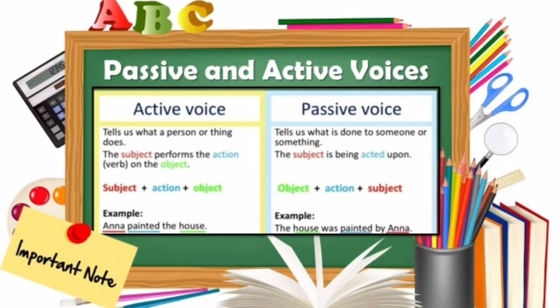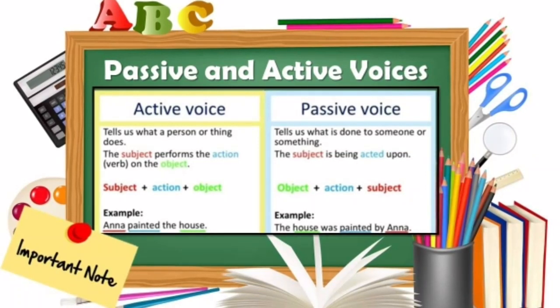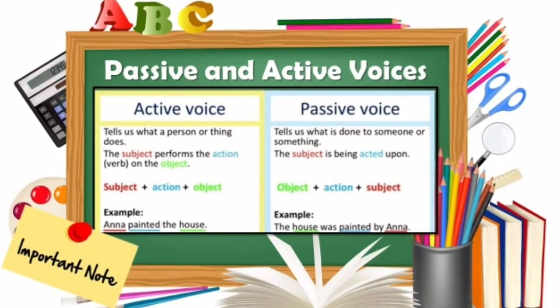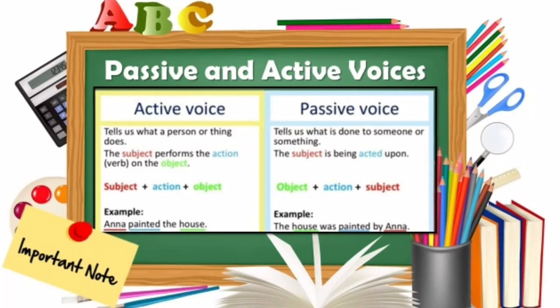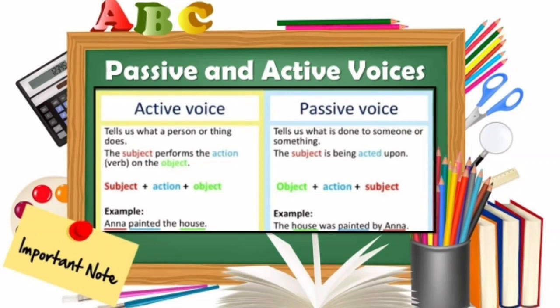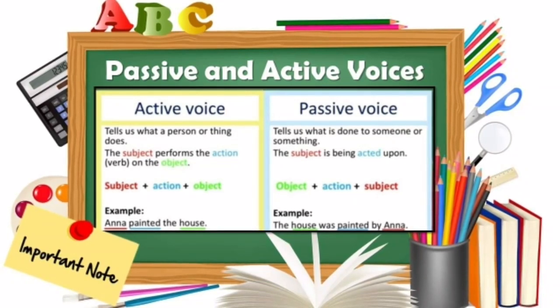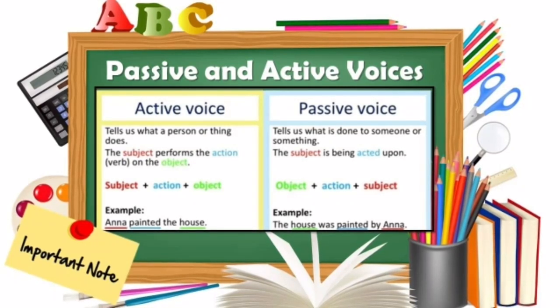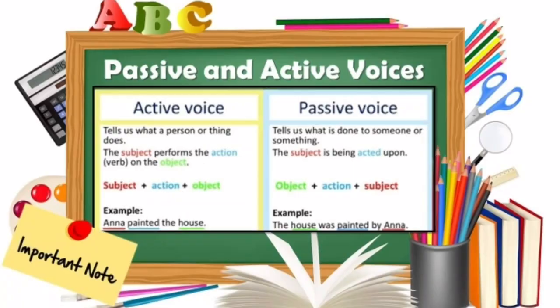While in the passive voice, it tells us what is done to someone or something. The subject is being acted upon. Our pattern is object plus action plus subject. Example, the house was painted by Anna. House is the object, painted is the action, and Anna is the subject.